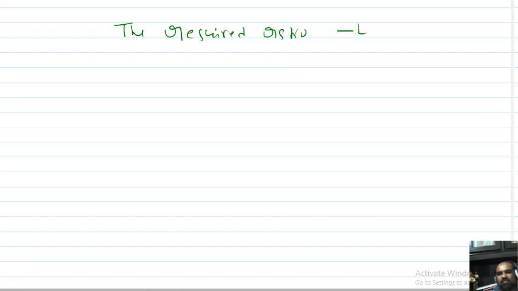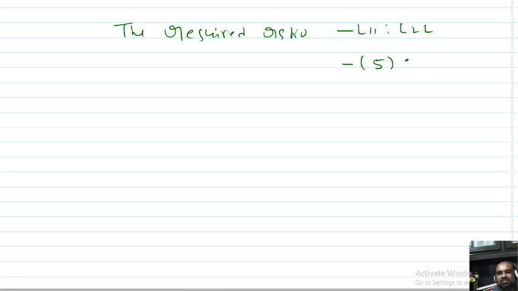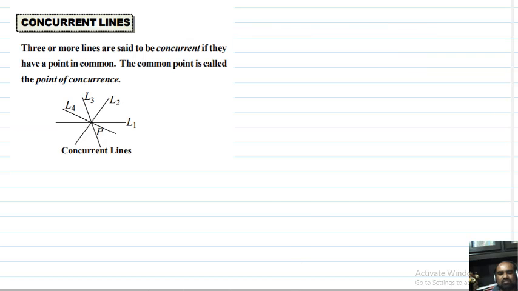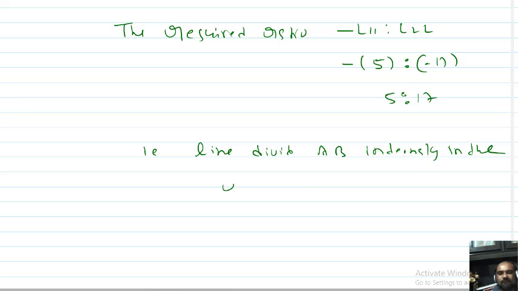What is the required ratio? Minus L double 1 is to L double 2. L double 1 value is 5, is to L double 2, minus 17. That is 5 is to 17. So the line divides AB internally in the ratio 5 is to 17. Okay students, this is the final answer.